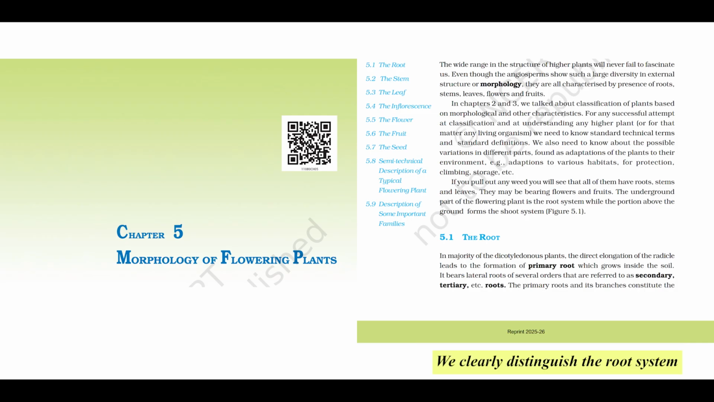We clearly distinguish the root system as the underground part, responsible for anchorage and absorption, while the portion above the ground forms the shoot system, responsible for photosynthesis, reproduction, and support. If you refer to Figure 5.1 in your study material, you'll see a clear diagrammatic representation of these two primary systems and their components. This visual is really key to understanding the foundational parts we'll be discussing throughout the session.